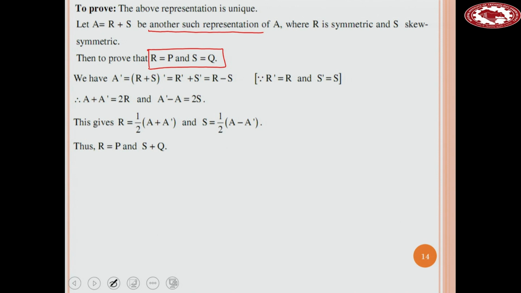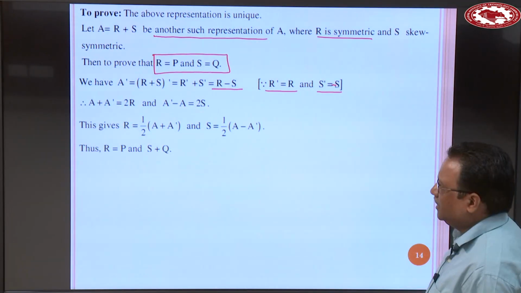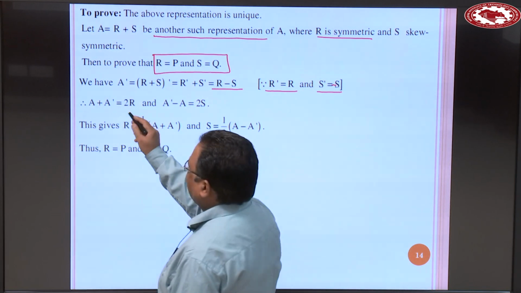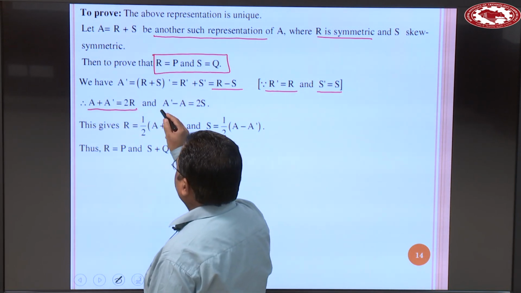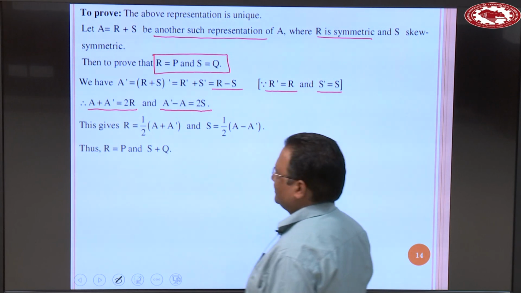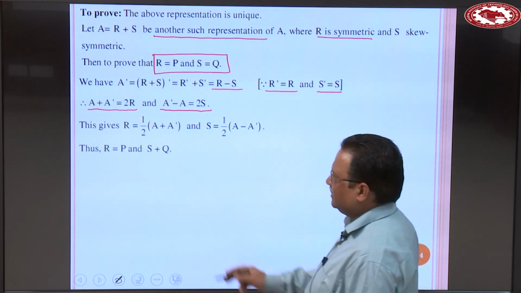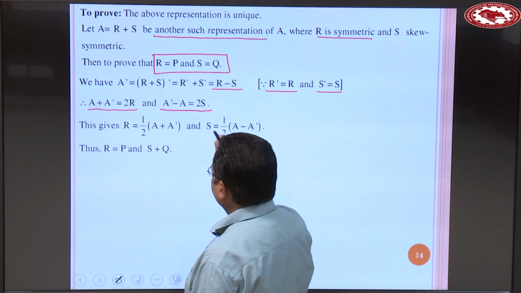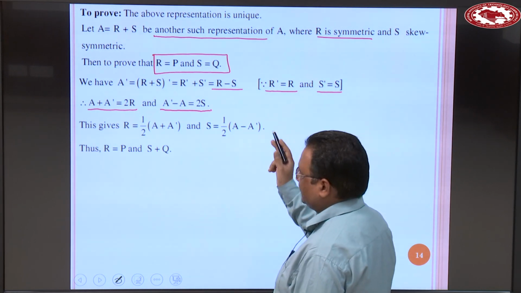A is R plus S, A dash is R plus S dash, means R dash plus S dash, and R dash plus S dash is R minus S, because R is R dash and S dash is minus S, skew symmetric. Therefore, A plus A dash is equal to 2R and A minus A dash is equal to 2S. And from this, R is equal to 1 by 2 A plus A dash and S is equal to 1 by 2 A minus A dash.